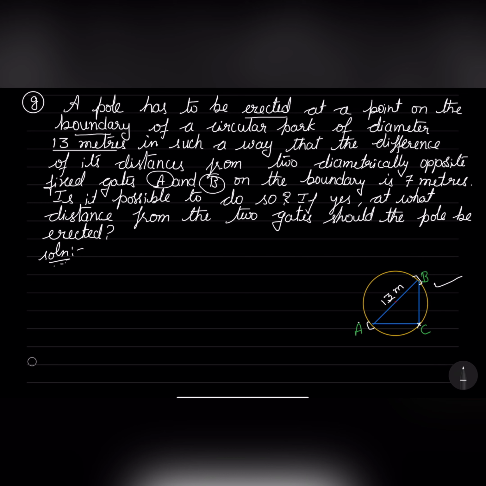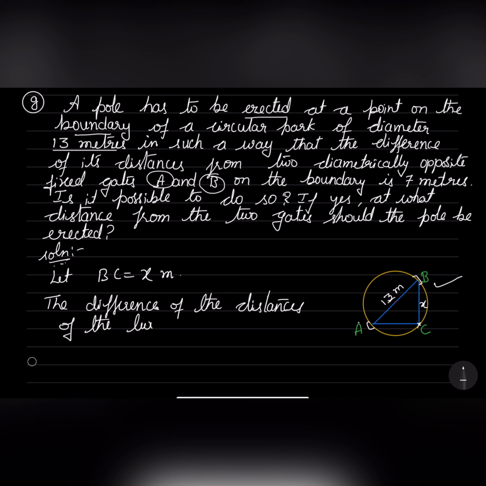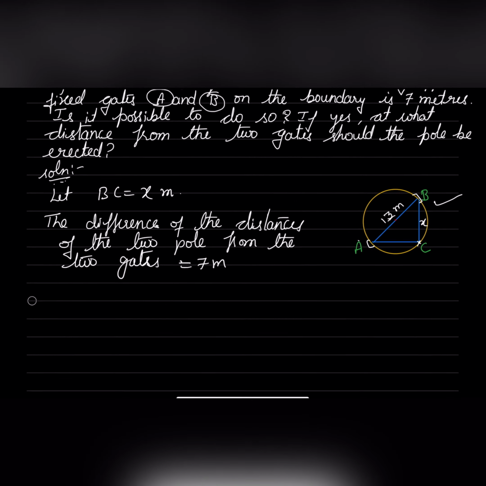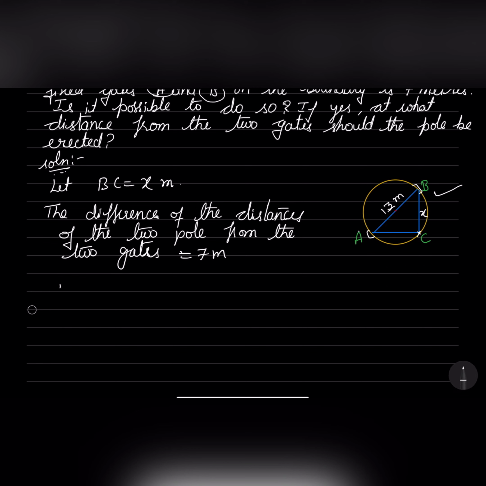So, let us take a look at what all they have given for us. Let BC be equal to x meters. I have taken this as x meters. The difference of the distances of the pole from the two gates is equal to 7 meters. Now, that is therefore what we can take, AB minus BC, right? This AB minus BC or BC minus AB is equal to 7 meters.